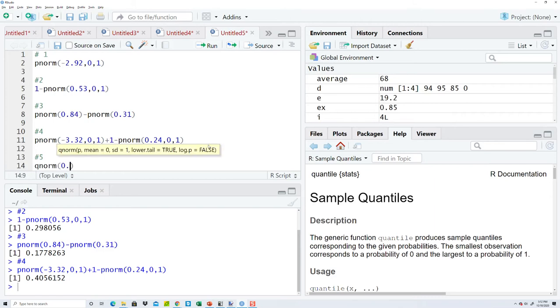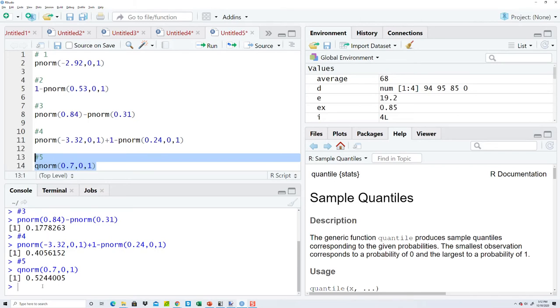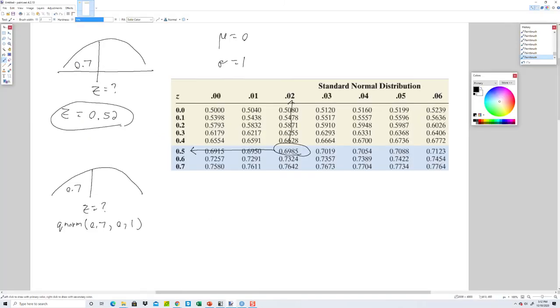Q norm 0.701. Run that. And we get 0.52. I think that's all the decimal places we took it to here. Yeah, 0.52. Again, with technology, we can have access to more decimal places, so it's better than doing it by hand.